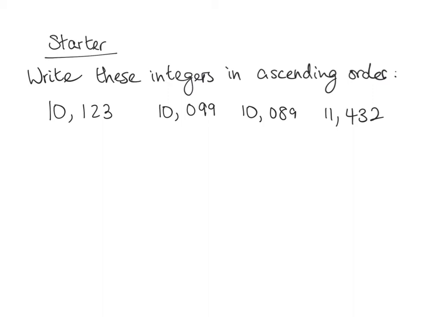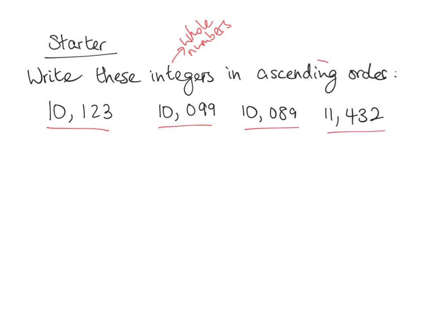Before you get started, let's just make sure we're happy with what integer means. And we talked about this last lesson. So integer literally means a whole number. So you can see that these are all whole numbers here, the ones that we want you to order. So there are 1, 2, 3, 4 numbers.